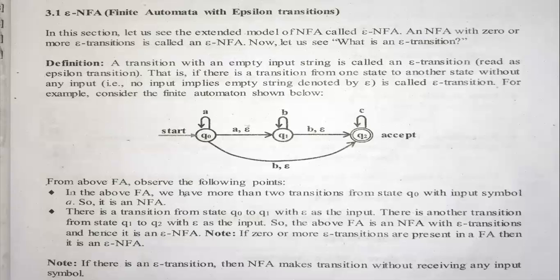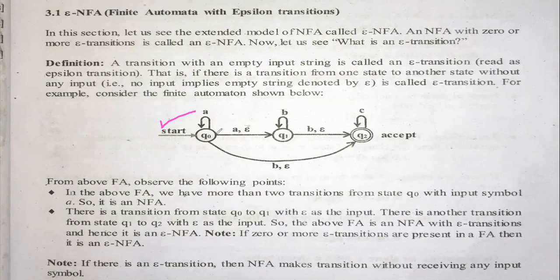Clear? From the above finite automata, we can observe the following points. In the above automata, we have more than two transitions from state Q0 with input symbol A. For Q0, we have a self loop, and also from Q0 on receiving A, we go to Q1. So for a single state and a single alphabet, there are multiple transitions, so obviously it is an NFA.